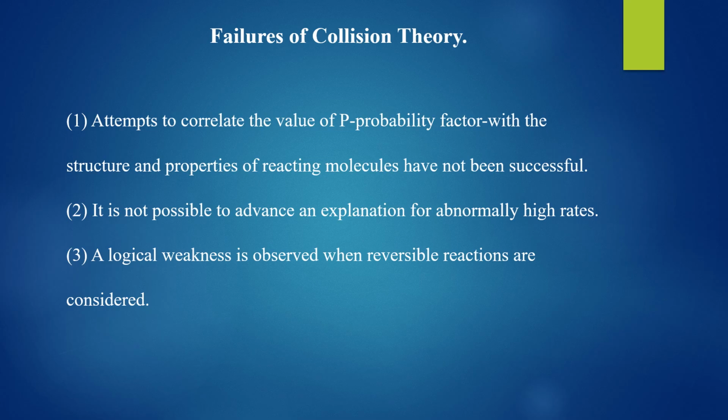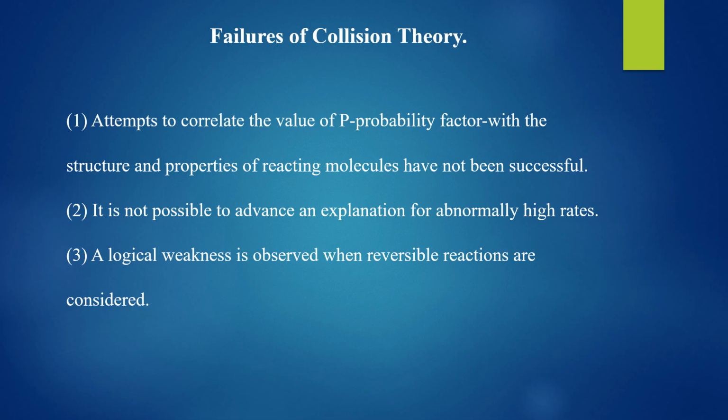Collision theory has three failures to discuss. Firstly, collision theory introduces a correction factor known as probability factor, which is introduced to alter the equation to suit the experimental rate results obtained, where the structure and properties of reacting molecules were not found to be matching with the experimental results. This is one failure. So, it is not possible to correlate the value of probability factor introduced in collision theory with the structure and properties of reacting molecules. So, that is one failure.